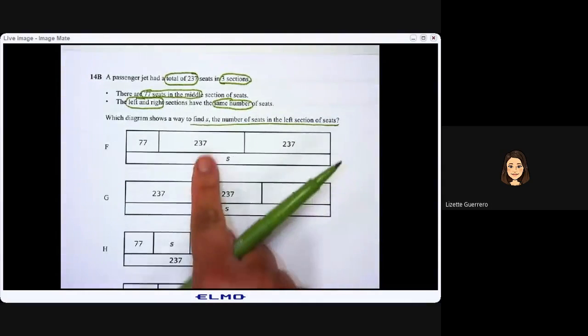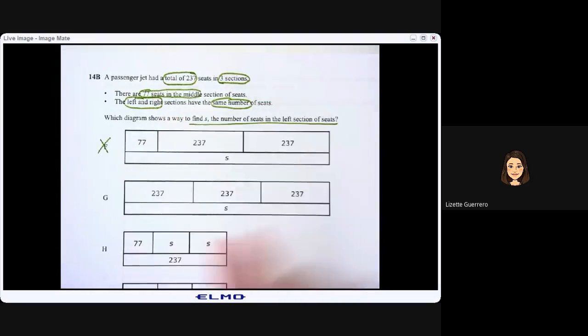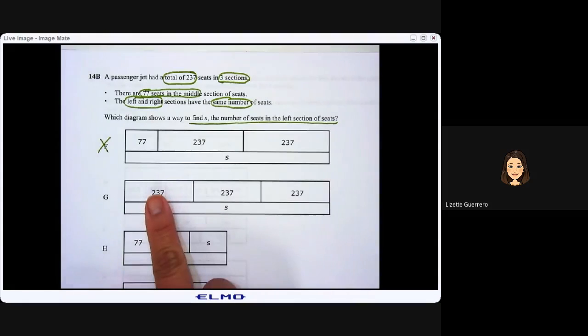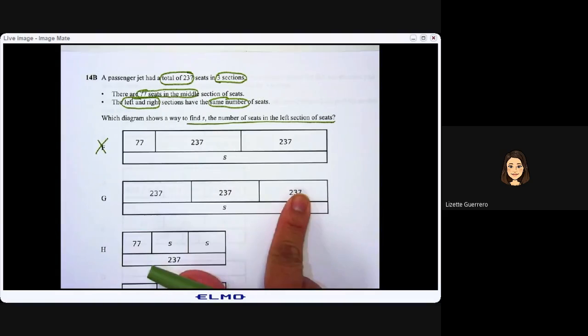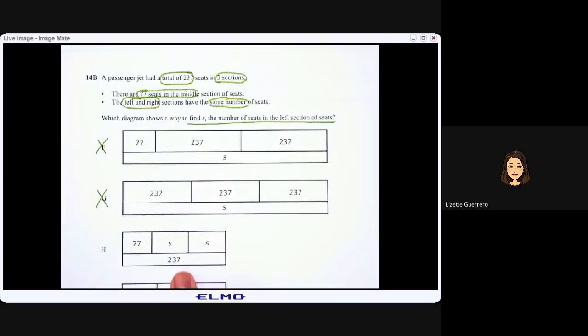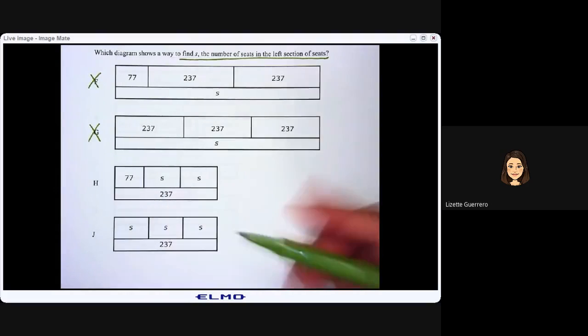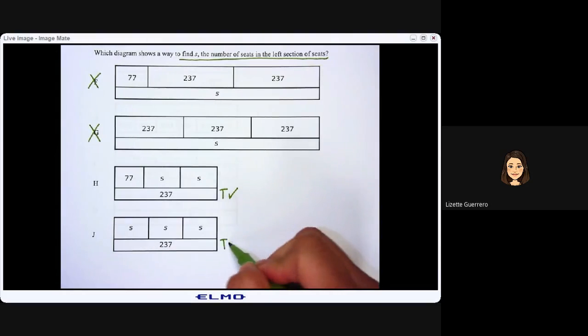So we know that this one is not showing us a total of 237 seats. This one is not showing us a total of 237 seats. This one is showing us 3 groups of 237. So we know that our answer would be greater. We would have to do 237 times 3. So G is out. This one, letter H, is showing me a total of 237. J is showing me a total of 237. But now we need to go find the rest of our information.